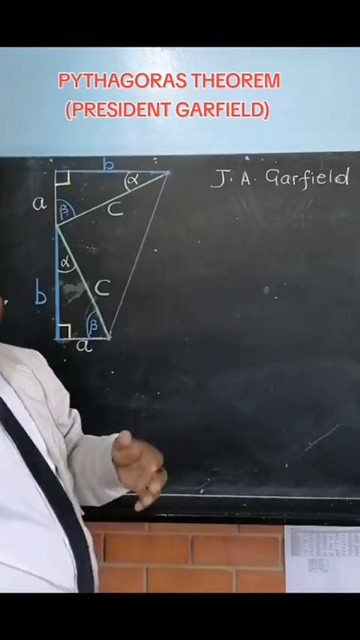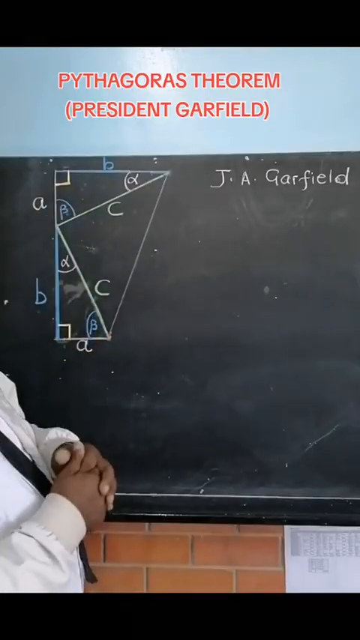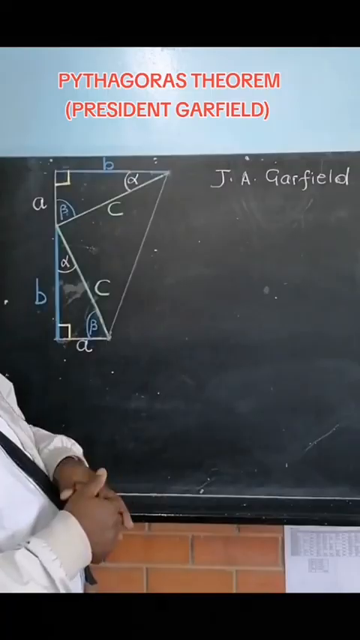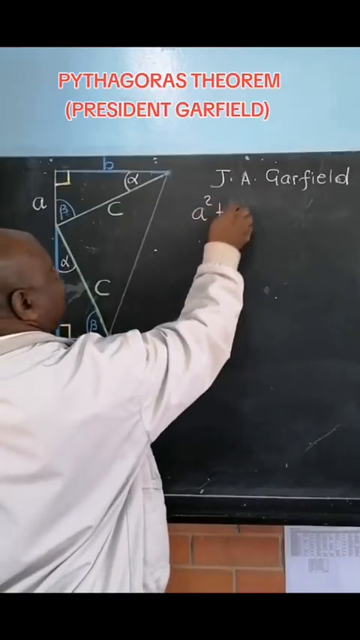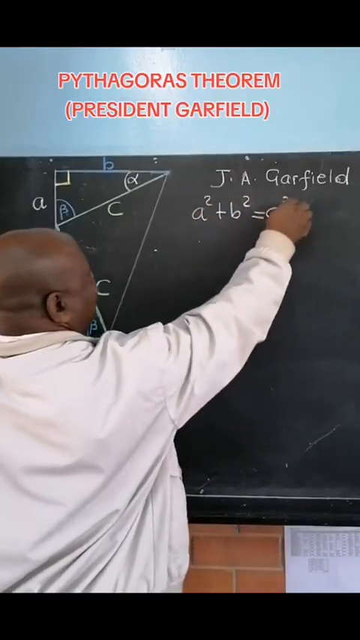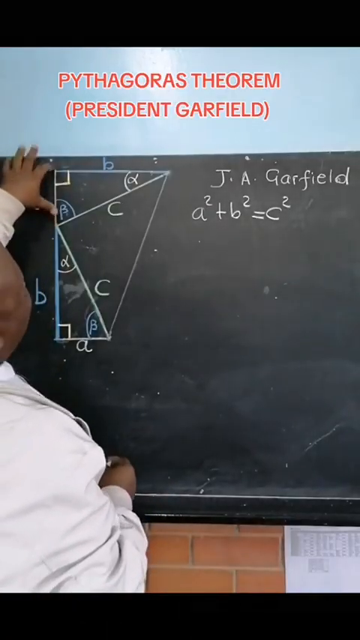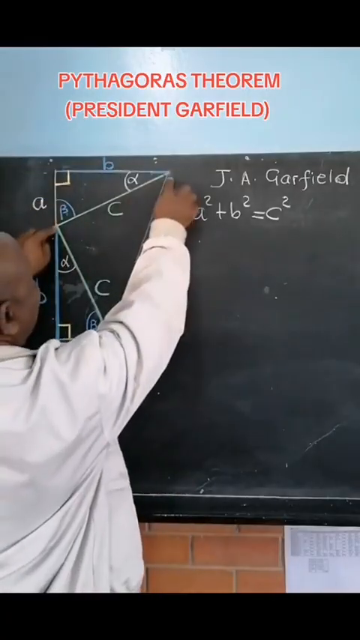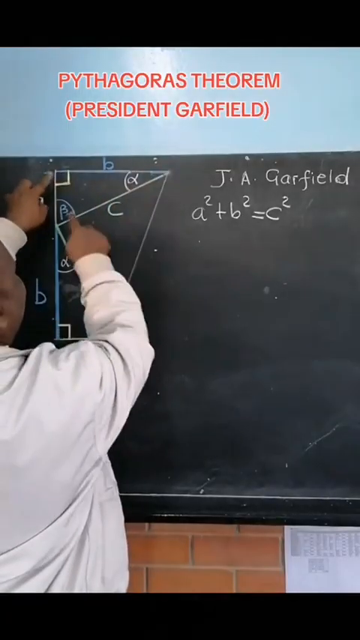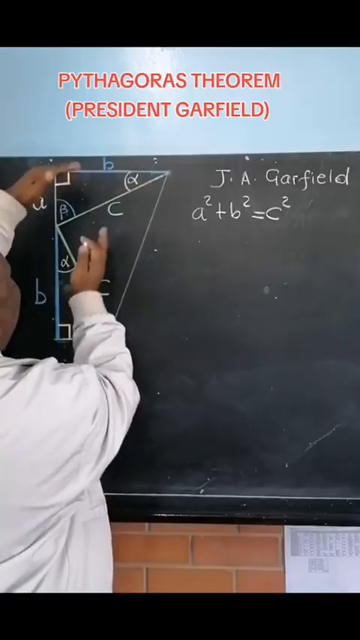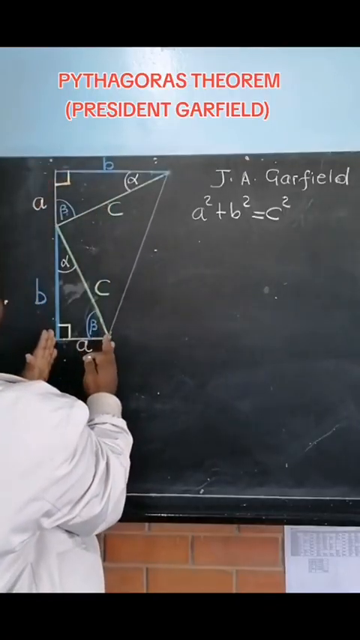But he left a very good legacy where he showed a very unique way of explaining the theorem of Pythagoras, which says a squared plus b squared is equal to c squared. So he came up with a triangle with sides a, b and hypotenuse c. So he drew a triangle like that.